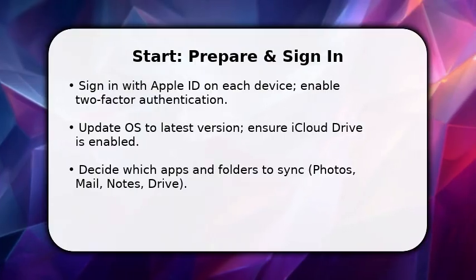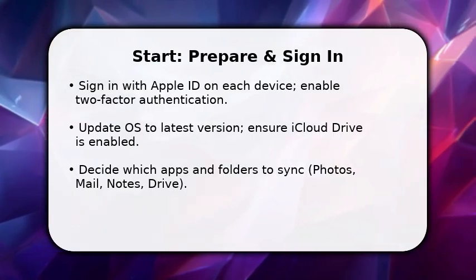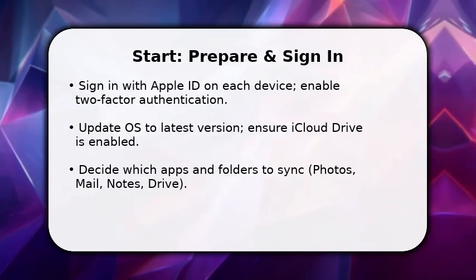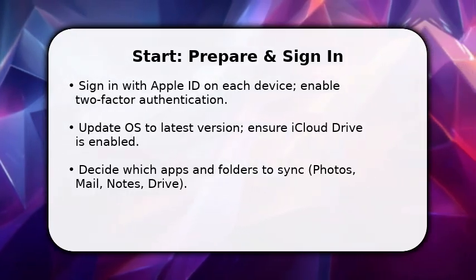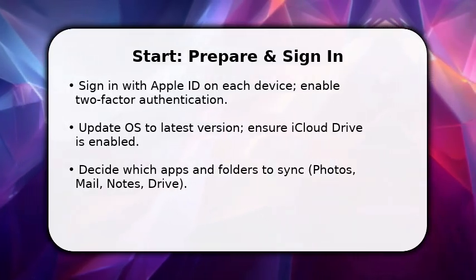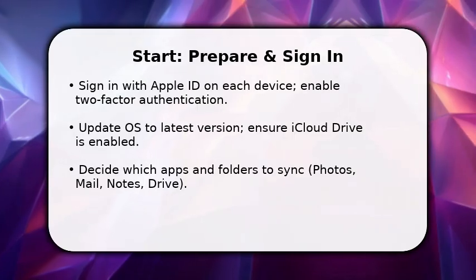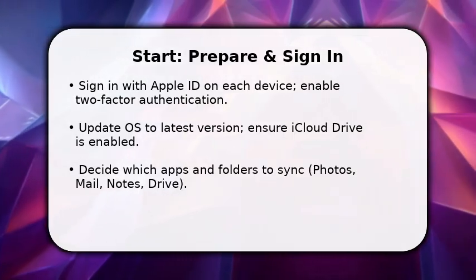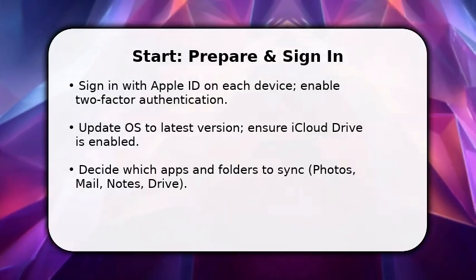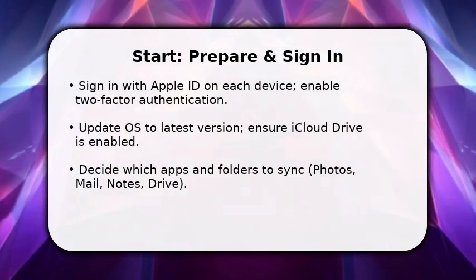You start by signing into iCloud with your Apple ID and turning on two-factor authentication for security. Next, update each device so iCloud features work reliably, then enable iCloud Drive in Settings. Choose which apps and folders you want to sync now: Photos, Mail, Notes, and specific app folders, because that choice controls what uploads automatically. Once done, give your device a few minutes to upload initial data and confirm items appear in iCloud.com or Files on your Mac.